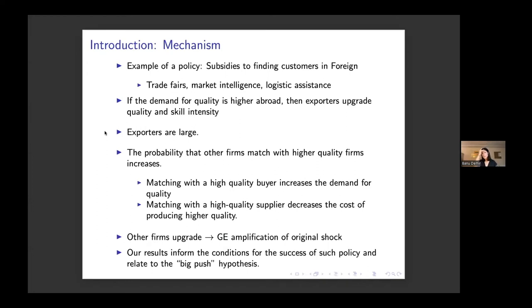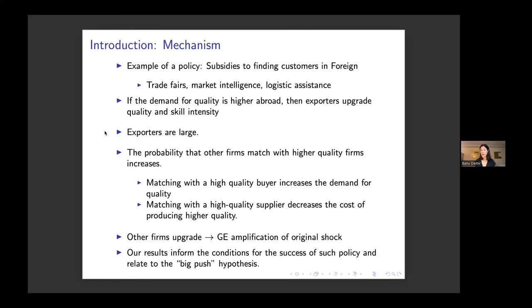Okay, so before going into details, let me briefly explain the mechanism we have in mind. Consider a policy where the government provides subsidies to firms for finding customers in foreign countries. Both developing country and developed country governments, for instance, provide subsidies for participating in trade fairs. This is just an example. Now, from a developing country point of view, it's okay to assume that demand for quality in the foreign country is higher. Then firms that benefit from these subsidy programs would be willing to upgrade their quality and skill intensity.